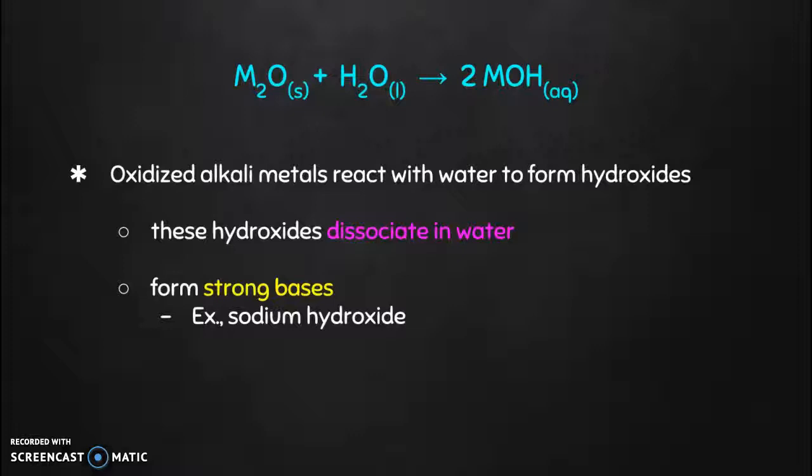The next reaction occurs when the oxidized alkali metal reacts with water to produce a hydroxide compound, which is more commonly known as a base. For example, sodium hydroxide could be produced during this reaction. In addition, the hydroxides produced dissociate in water.